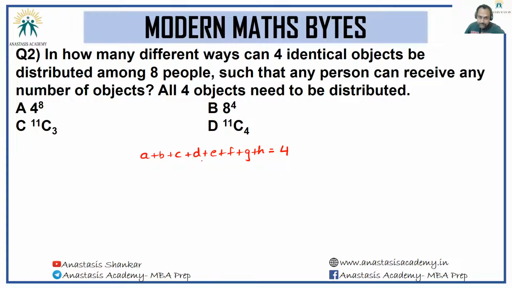Now, the way to distribute this with whole number solution sets is given by n+r-1 C r-1, which will be equal to 11C7. Now 11C7 is not present within the options, but we have 11C4. We know nCr is equal to nC(n-r). So 11C7 will be equal to 11C4 also. So option D will be the answer.